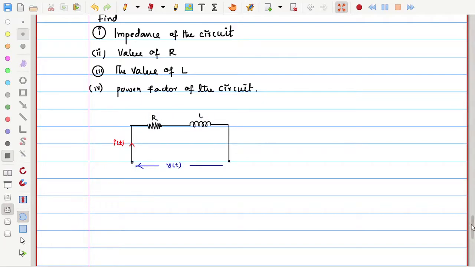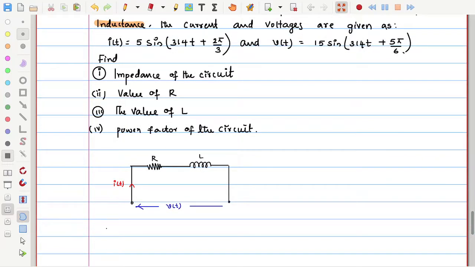Now from the given information, I can write I of t as 5 sine 314 t plus 2 pi by 3. How much is 2 pi by 3 in degrees? 2 into 180 by 3, which is 120 degrees. I am just converting 2 pi by 3 radians into degrees.